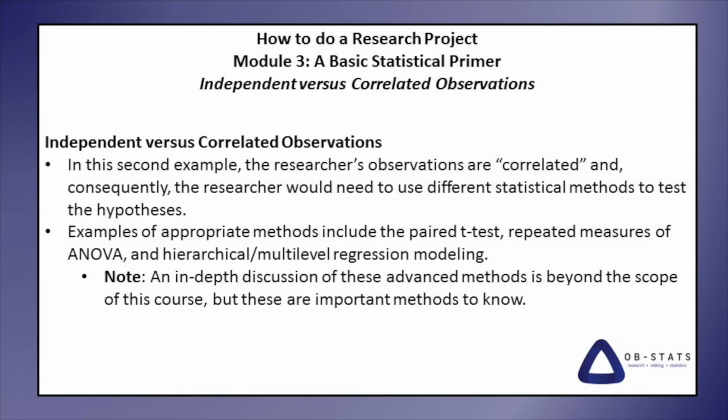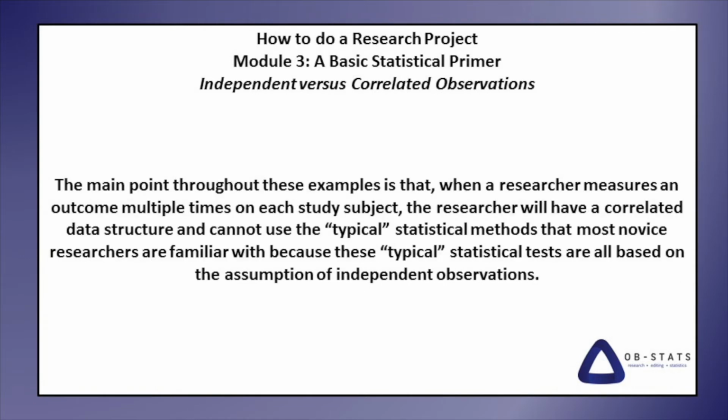Examples of appropriate methods include the paired t-test, repeated measures ANOVA, and hierarchical or multi-level regression modeling. Note: an in-depth discussion of these advanced methods is beyond the scope of this course, but these are important methods to know. The main point throughout these examples is that when a researcher measures an outcome multiple times on each study subject, the researcher will have a correlated data structure and cannot use the typical statistical models that most novice researchers are familiar with, because these typical statistical tests are all based on the assumption of independent observations.